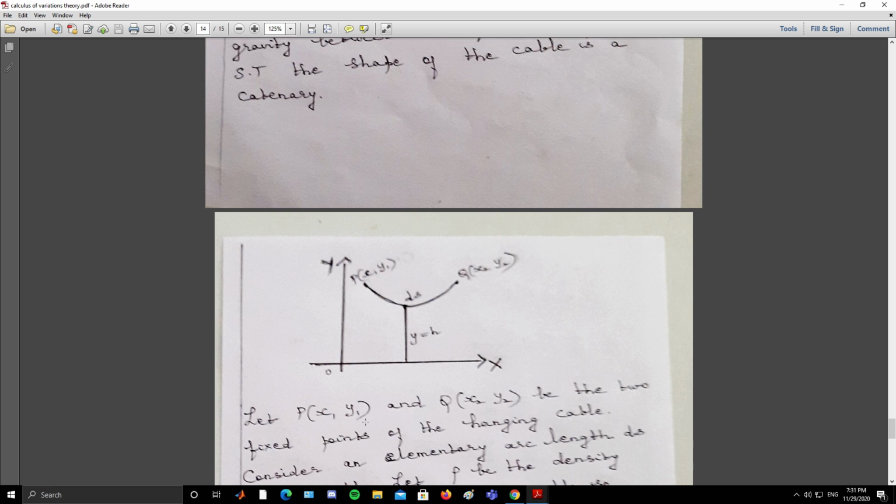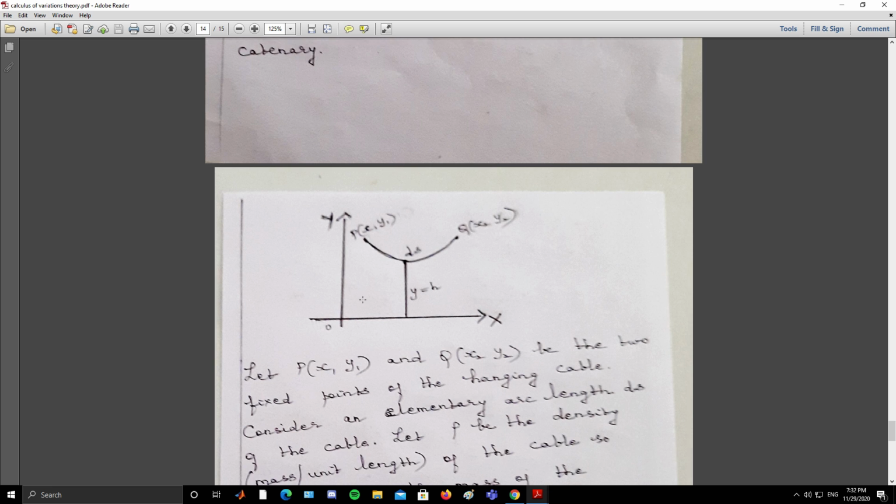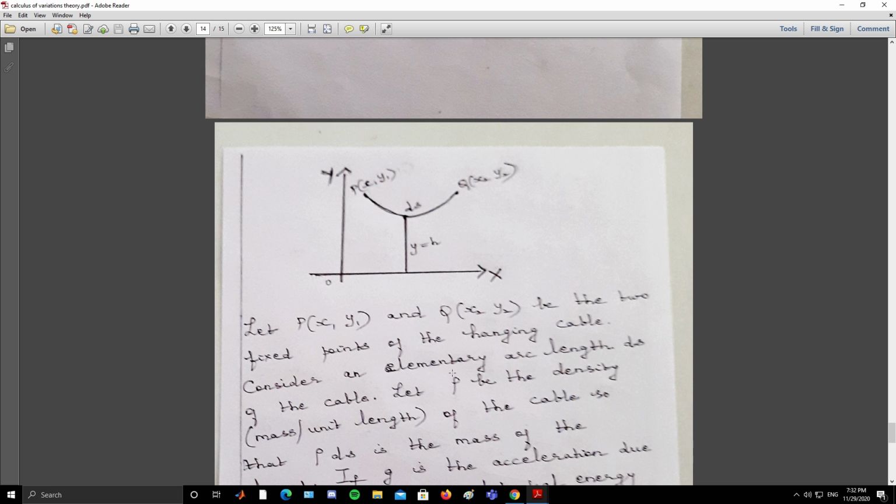Let P(x1, y1) and Q(x2, y2) be the two fixed points of the hanging cable. So we have the cable with the endpoints P and Q. Consider an elementary arc length ds of the cable. If you integrate ds, you will get s.